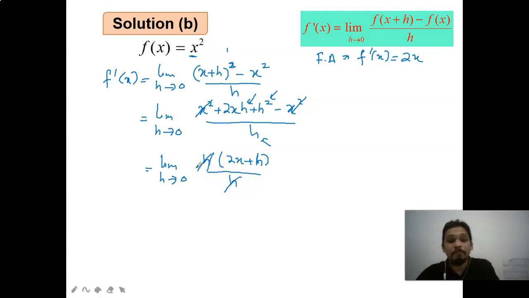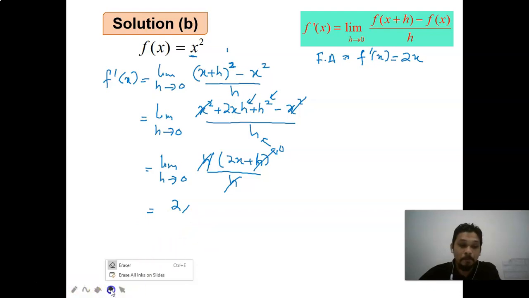There you go. So what's left now is only 2x plus h. And when h approaches 0, and also h here approaches 0, finally it ends up with 2x. Okay, as you see here now.